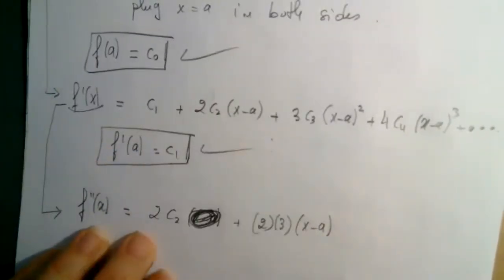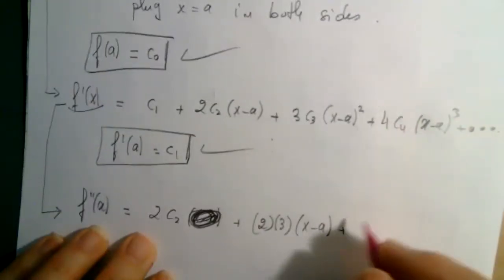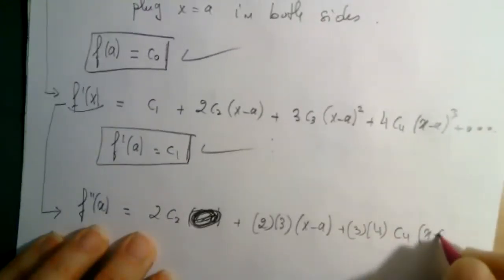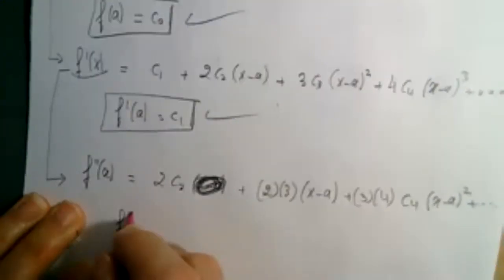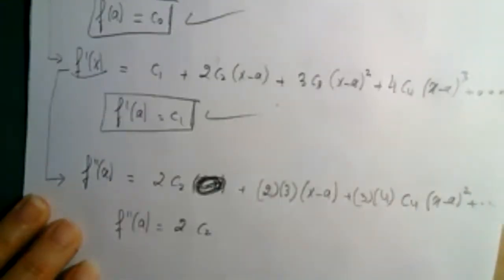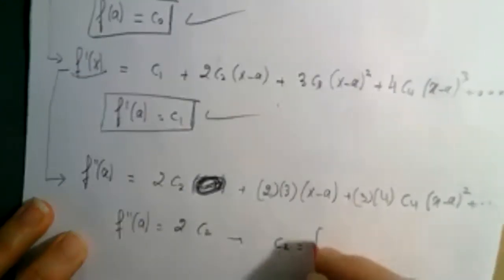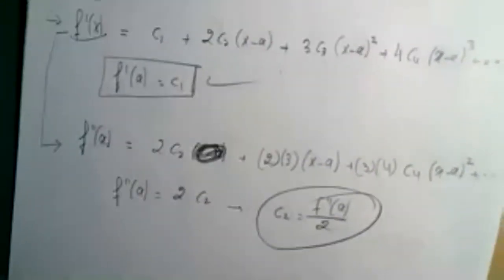My apology, because the derivative of x minus a is 1. Plus, again, I'm not going to write 3 times 4, 12. I'm going to keep it the way it is. C4 (x minus a) squared plus so on. Again, I'm going to plug a in both sides, and I get the second derivative at a is 2 times C2, and the rest is 0. So C2 is the second derivative at a over 2. I got a formula for C2.